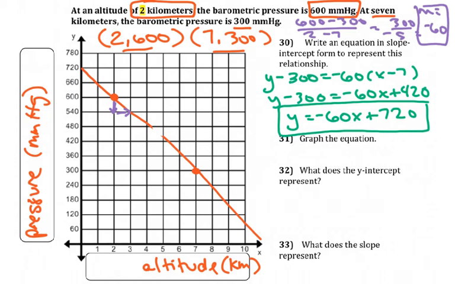So number 31, it says graph the equation. If you used a straight edge, you should see that your line should go right through 720 at 0, because look, that's what the equation says it's going to do too.